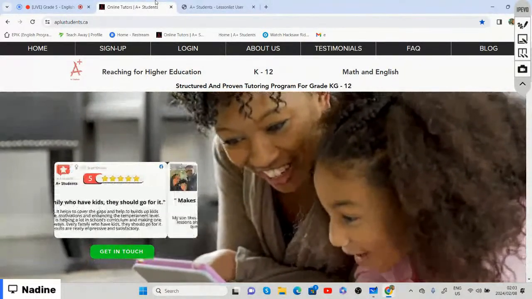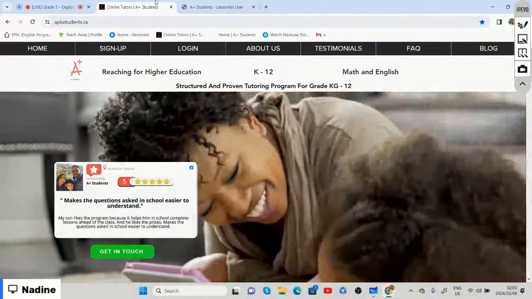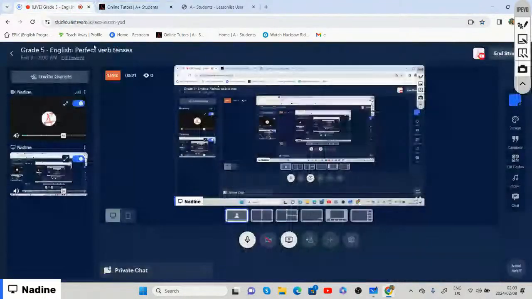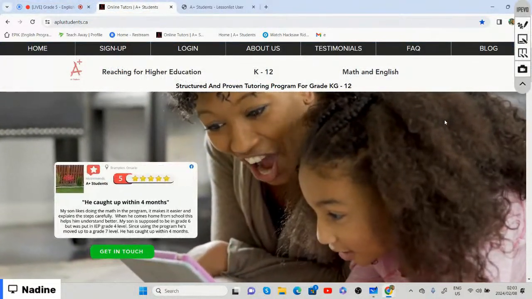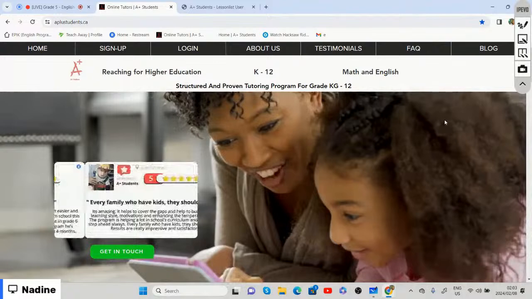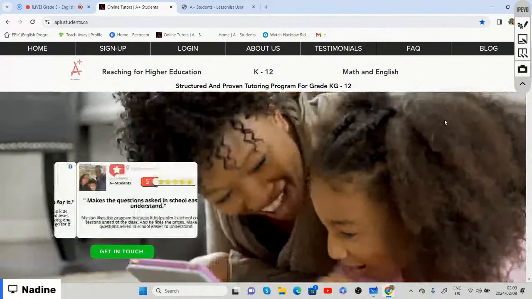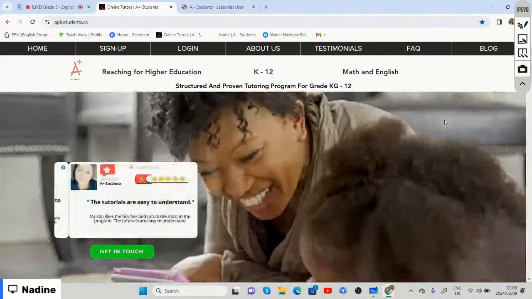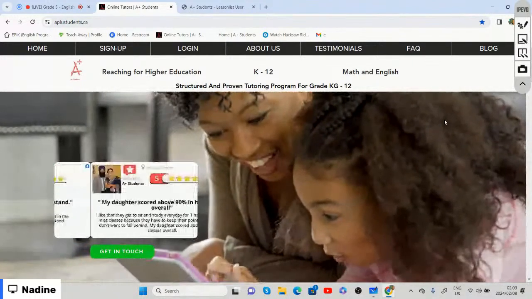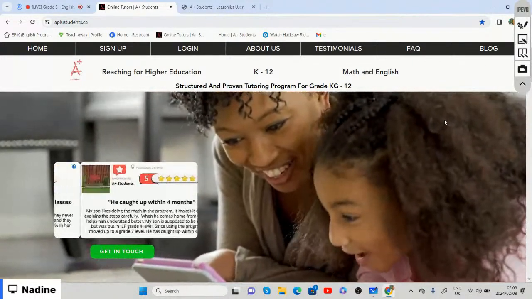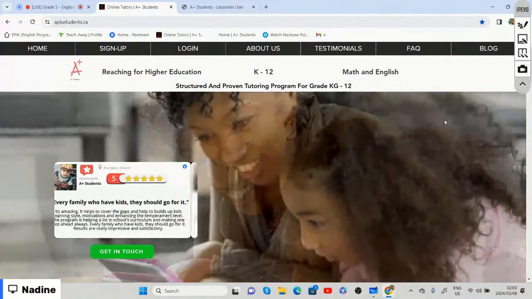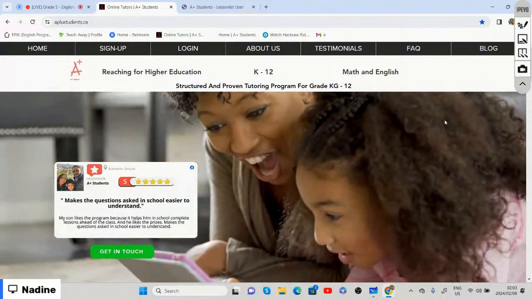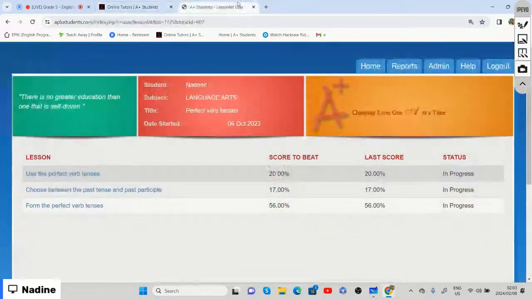Today, we'll be doing our grade 5 English lesson on perfect verb tenses. Before we start with our lesson, we're going to log on to aplusstudents.ca. Once we have logged on with our username as well as our password, we're going to select the subject of language arts, grade 5. Then we're going to scroll down until we get to the chapter of perfect verb tenses.